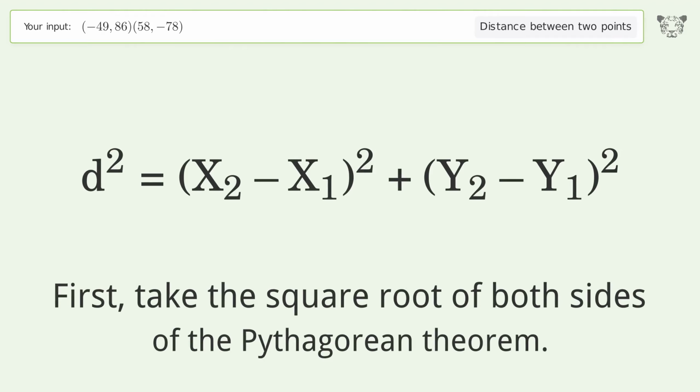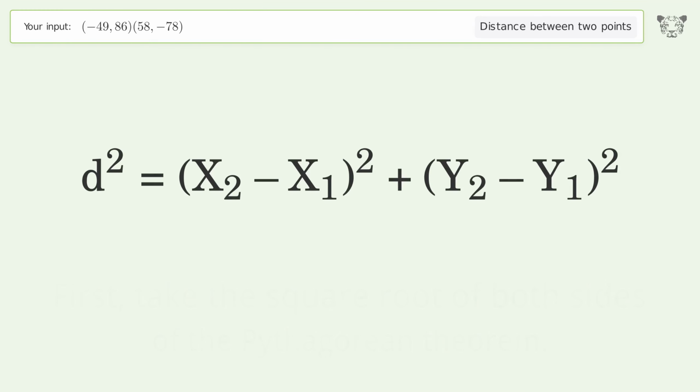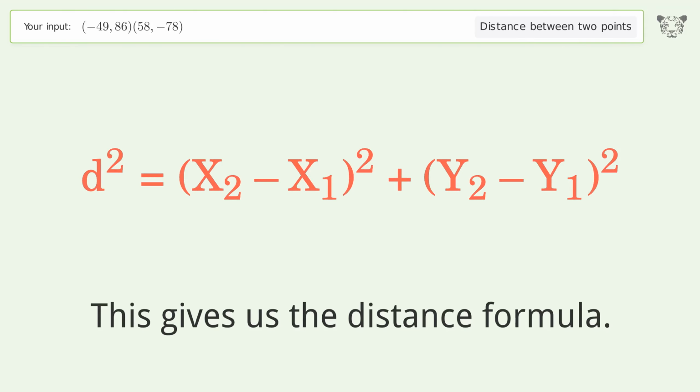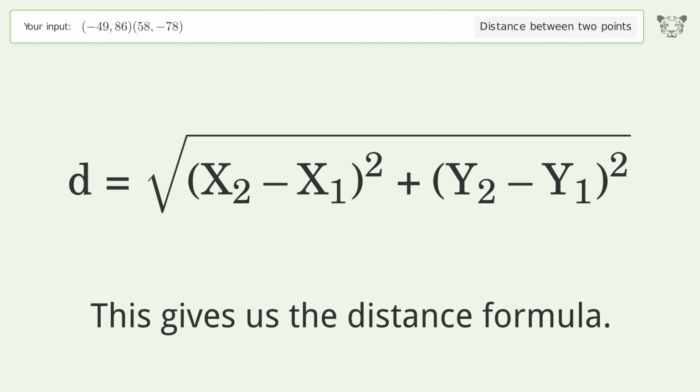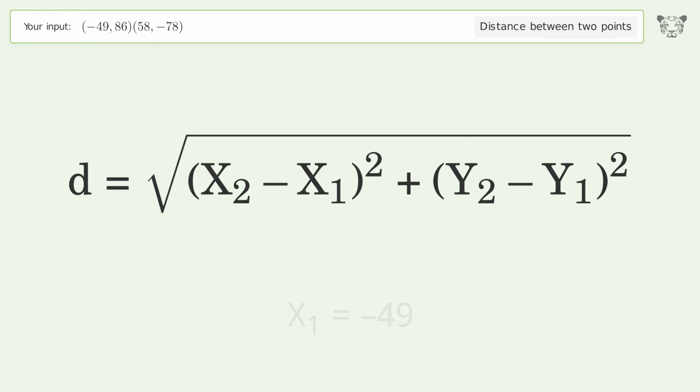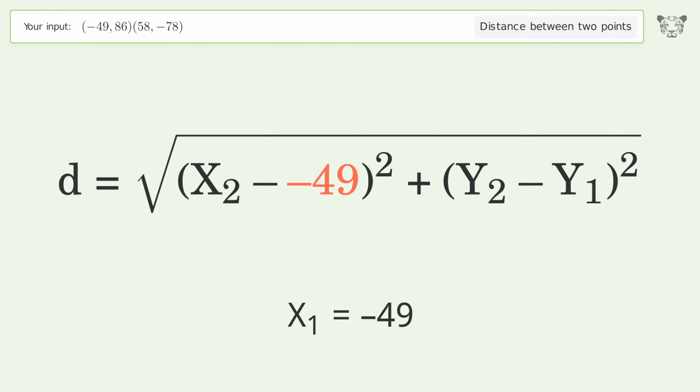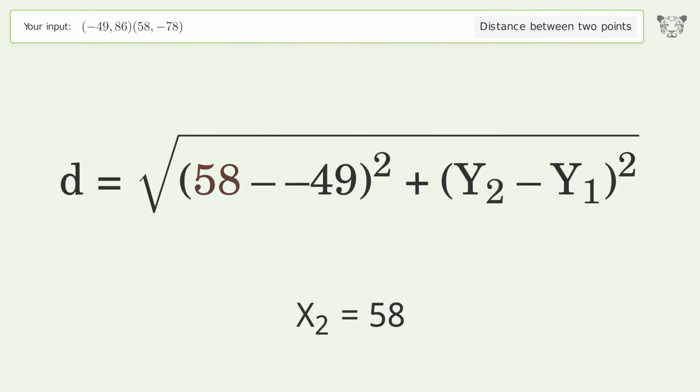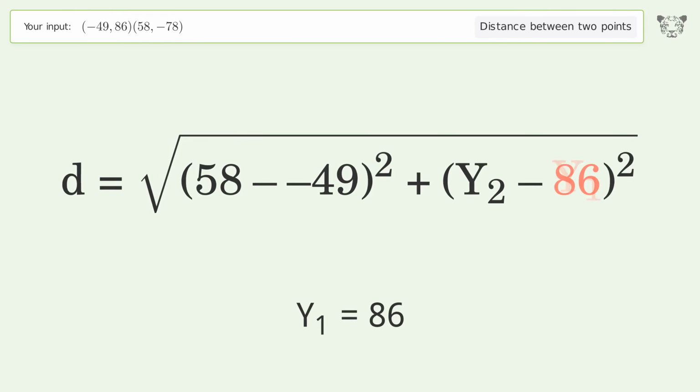First, take the square root of both sides of the Pythagorean theorem. This gives us the distance formula. Plug the coordinates of the points into the formula. x1 equals -49. x2 equals 58. y1 equals 86. y2 equals -78.